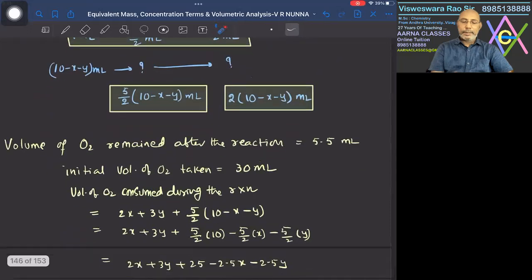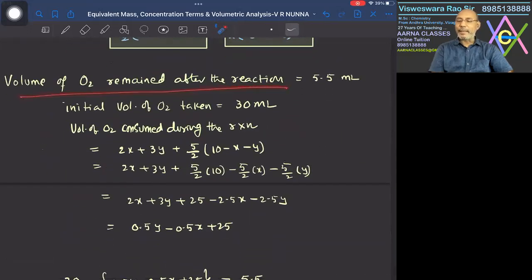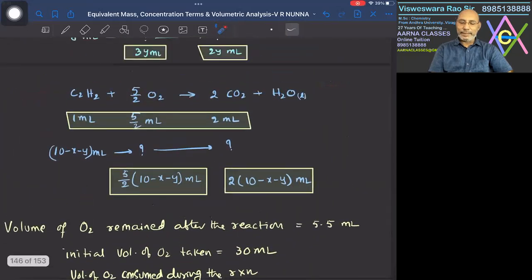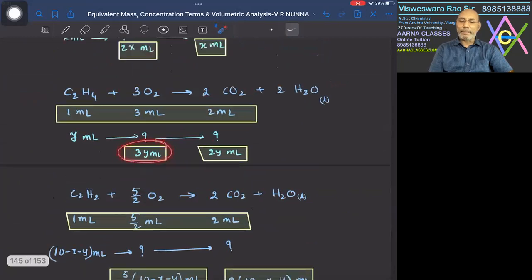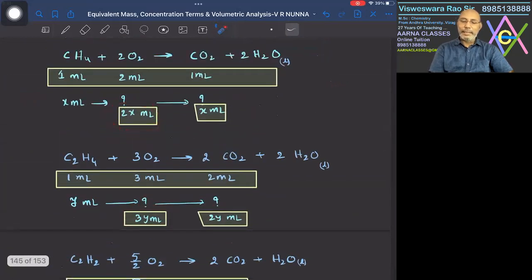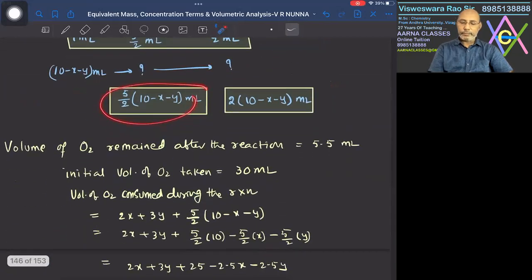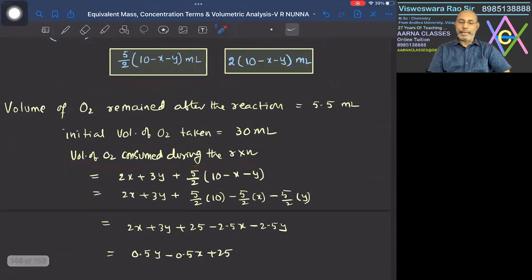So the volume of oxygen remained after the reaction is 5.5 ml. Initial volume I taken is 30 ml, and the volume of O2 consumed during the reaction: in this reaction, 2x ml, in this reaction, 3y ml, plus this one. So the volume of O2 consumed during the reaction is 2x plus 3y. 2x is for methane, 3y for ethane, and this is for acetylene.